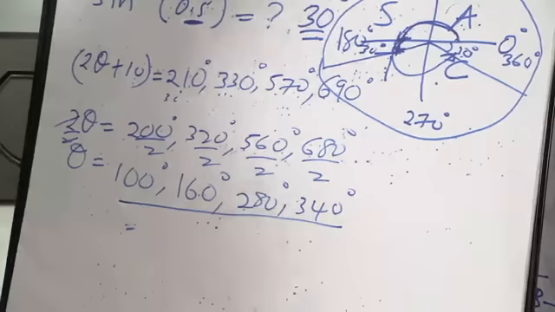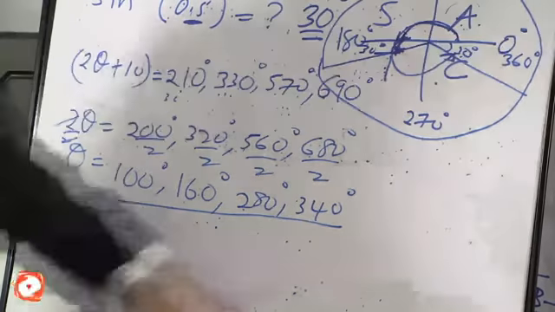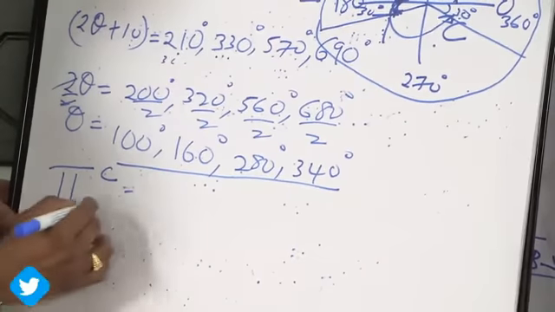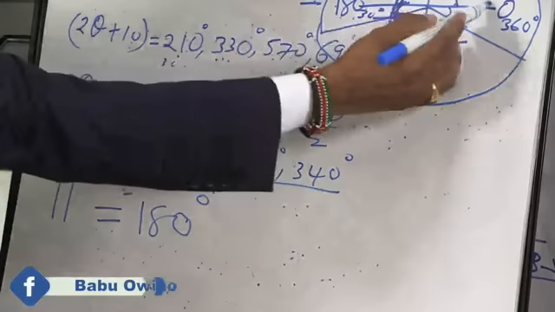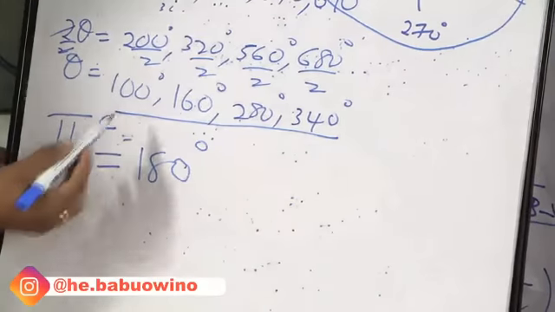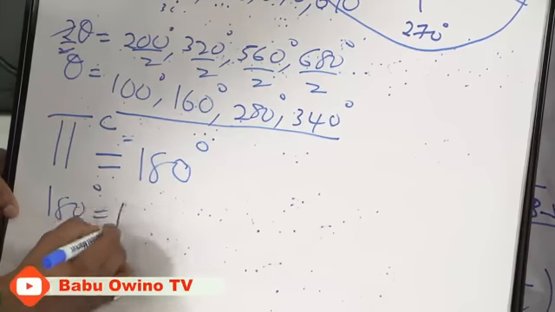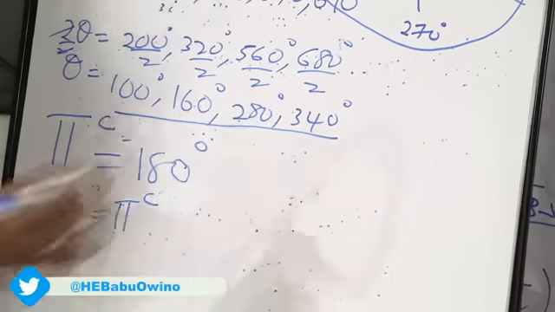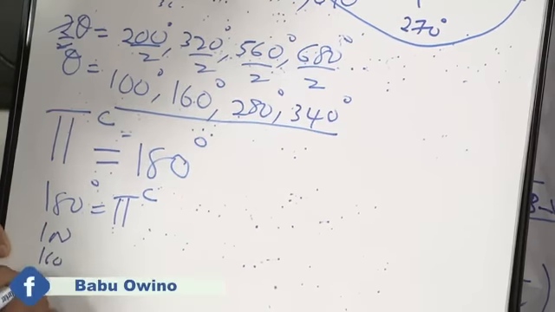These are the answers. But remember, we are told to write our answers in pi radians. Common rule in maths, 1 pi radian equals 180 degrees. When you move from 0 to 180 degrees, you've made a pi radian. Therefore, we want to convert this. If 180 degrees equals pi radians, what about all these angles? What about 100? What about 160? What about 280?